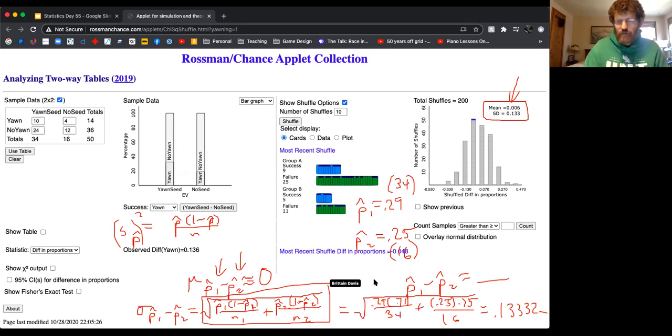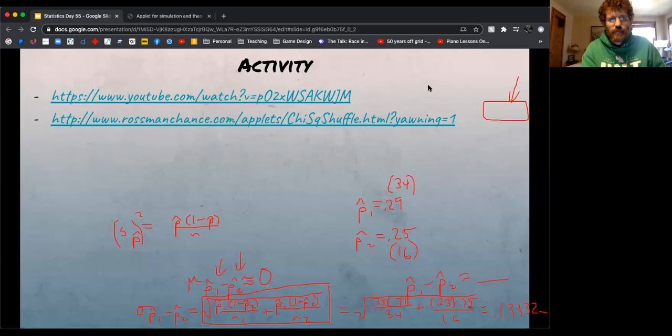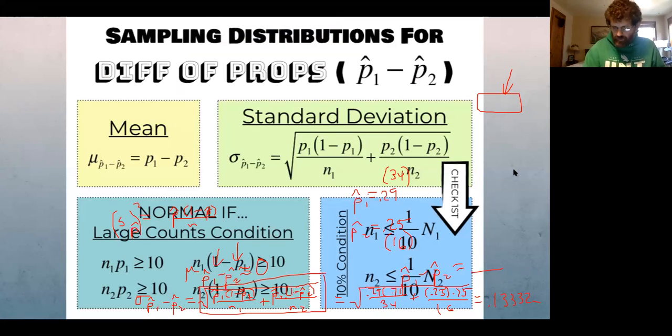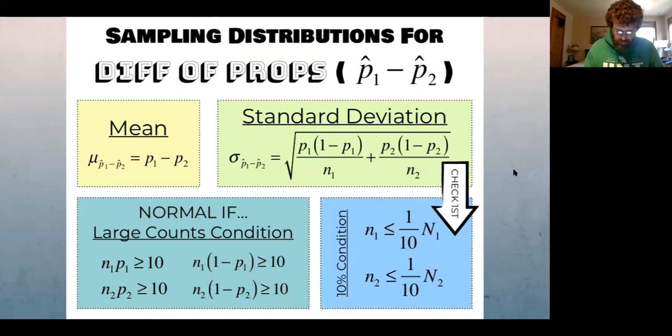All right, now I think we can wrap this up, and I wanted to go back to this real quick. There we go. You can see right here that the standard deviation is just going to be your first proportion variance plus your second proportion variance. That's the formula that we came up with, and you just take the square root of it all. The mean is just going to be the first population proportion minus the second population proportion.